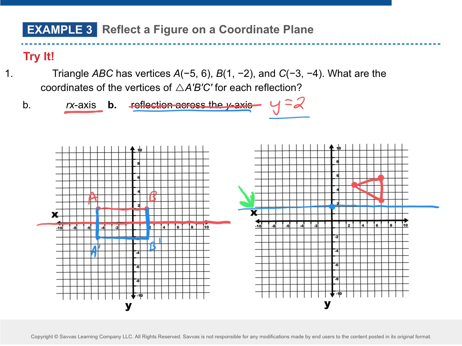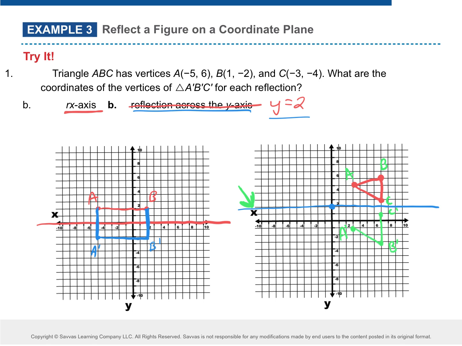Okay, so let me label my points here. How far is A from my line of reflection? 3, so I need to go 3 on the other side. What do I label it? A prime. What about C? 1. And then B? 4. It is 4, so I go 4 on the other side.